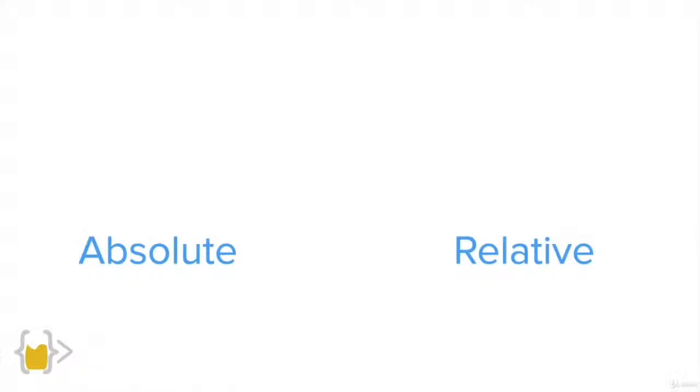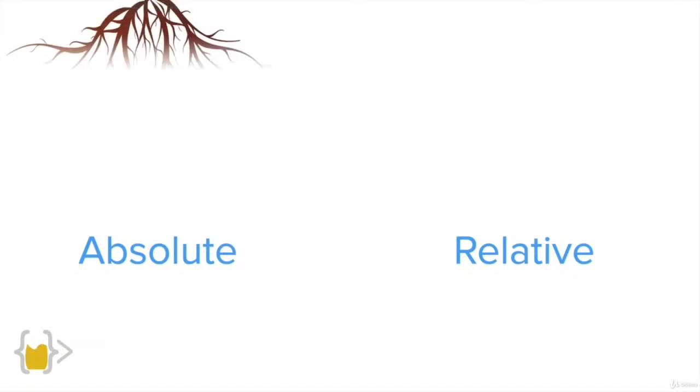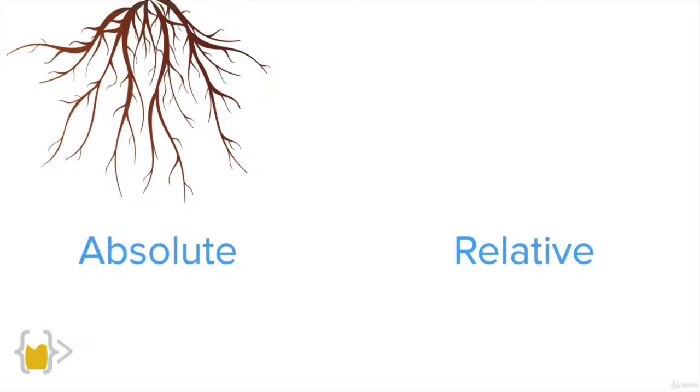The main difference between an absolute file path and a relative file path is the absolute file path is always relative to the root of your computer. On Windows, that's the C drive. Usually anyways, unless you've changed it. And on a Mac, it is the Macintosh HD. Now, the relative file path is relative to your current working directory. So it depends on where you are and where you're trying to get to.